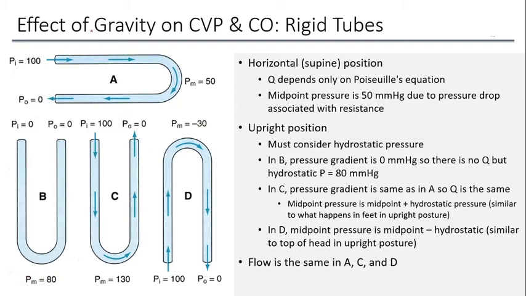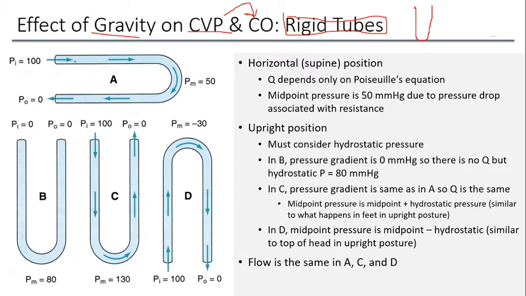Let's talk about the effects of gravity on central venous pressure and therefore cardiac output. First, we'll describe the effects of gravity in rigid tubes, which is not the case of our vasculature. Our vessels are more distensible, but again, let's just talk about gravity and its effects on pressure here, right? So if we had a horizontal supine position, and if you think about our body, it does kind of act in a U-shaped curve where blood is going to leave the heart and then travel down, let's say, to the legs and the feet, and then it has to make its way back up, right?